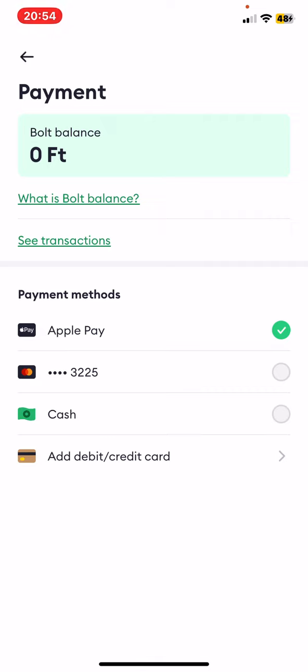the drivers. And there's also this payment method called the Bolt Balance, which means you have to put money onto this application from your credit card, and then when you order a cab the next time, you don't have to use your card or Apple Pay, you can just use your Bolt Balance.